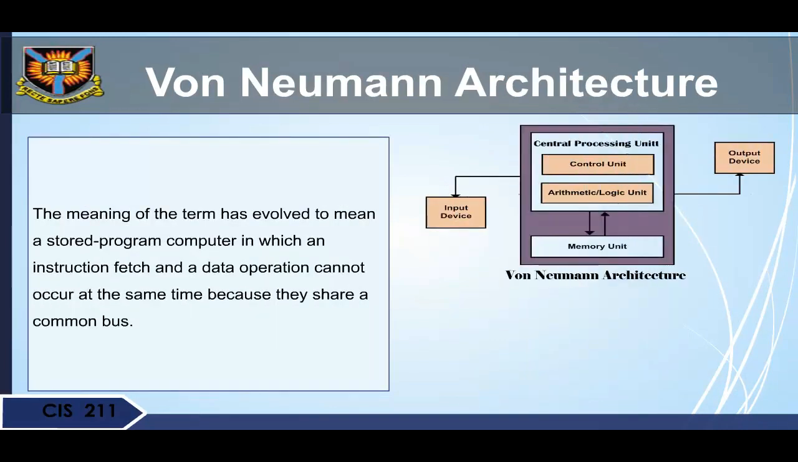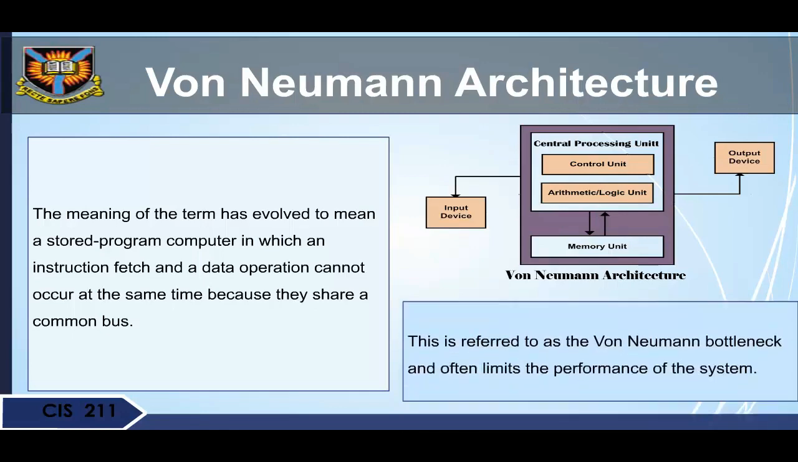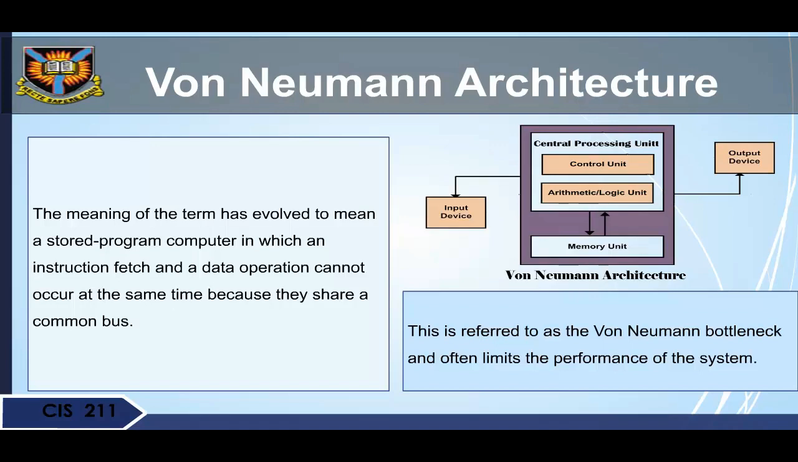The meaning of the term has evolved to mean a stored program computer in which an instruction fetch and a data operation cannot occur at the same time because they share a common bus. This is referred to as the von Neumann bottleneck and often limits the performance of the system.